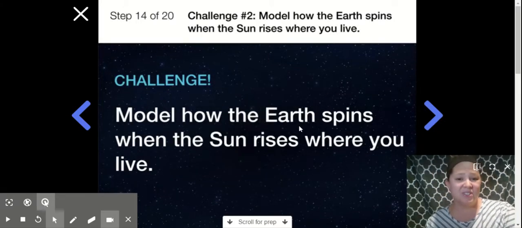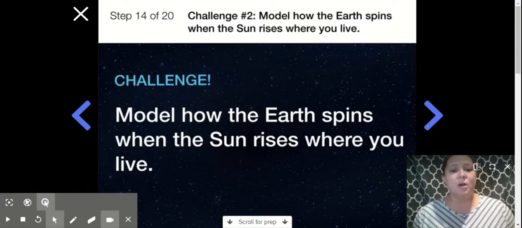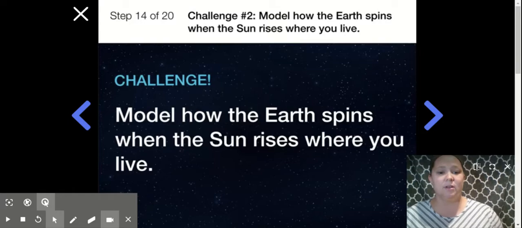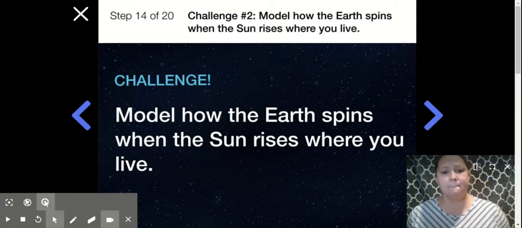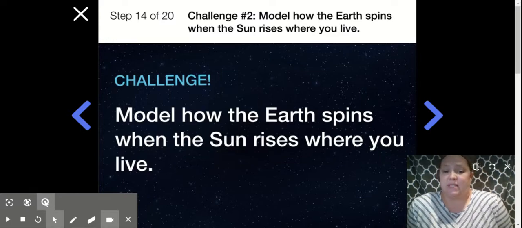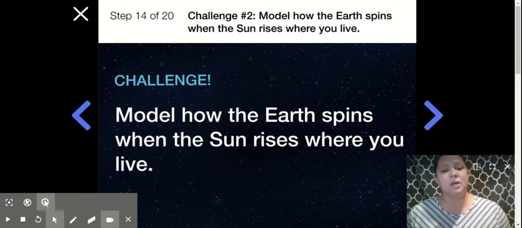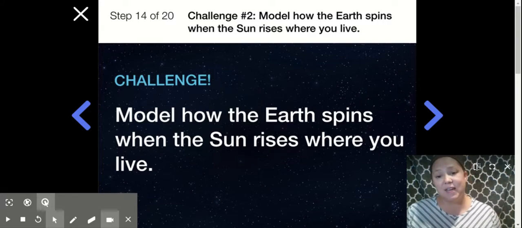Now, here's the second challenge. Model how the Earth spins when the sun rises where you live. Okay, so we live in Wisconsin, the United States, which is in North America. How is the Earth spinning when the sun rises where we live? Okay, it's just the same, right?